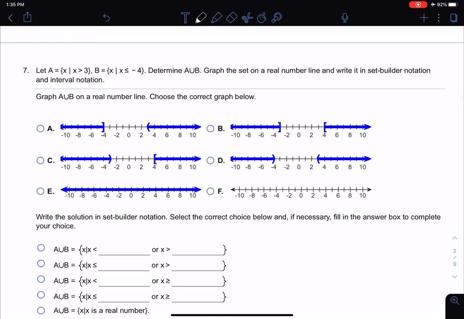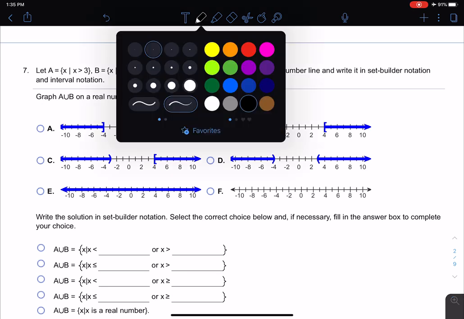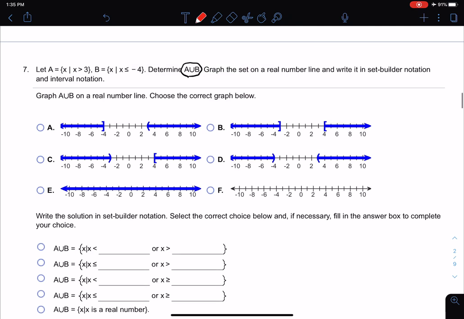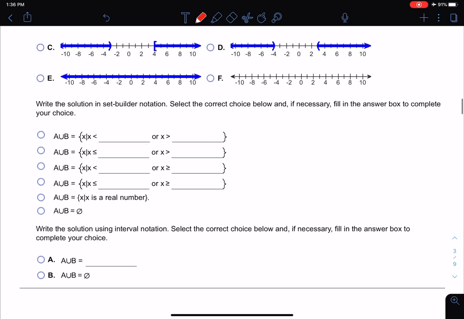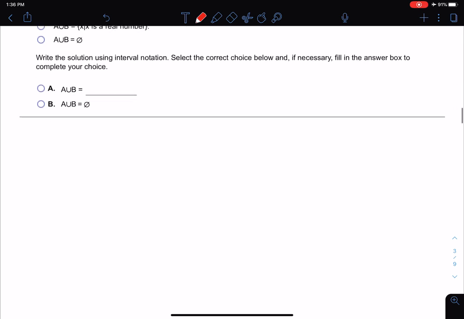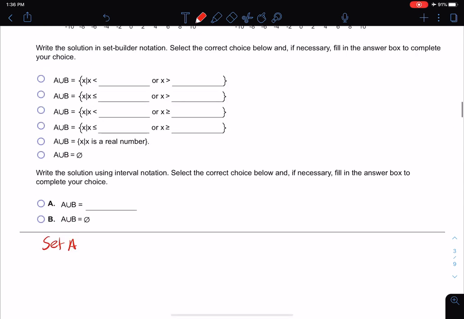Number 7, set A has it as x greater than 3. Set B, x is less than or equal to -4. Determine A union B. So we want the union of the two sets. Essentially what happens is you just write down both answers. But let's do this in a similar way as the last one, just so you can see the process. So my set A is determined by that inequality.